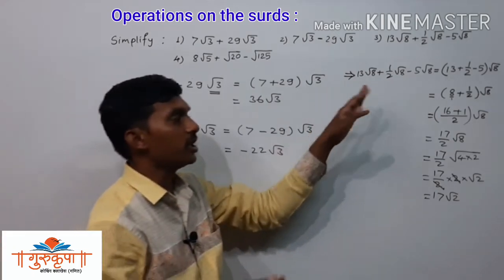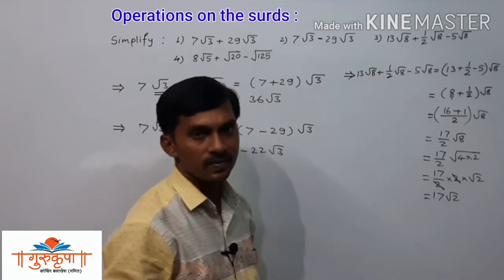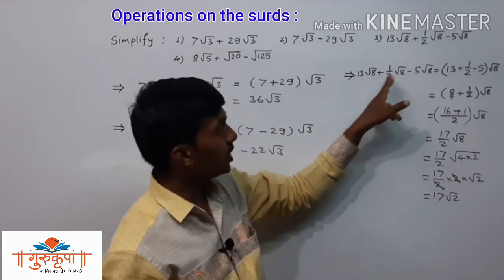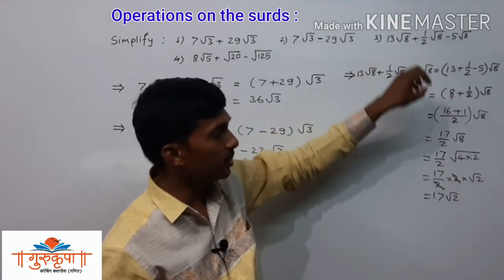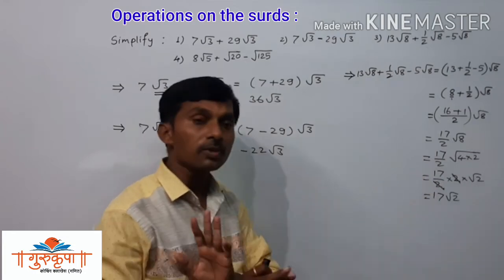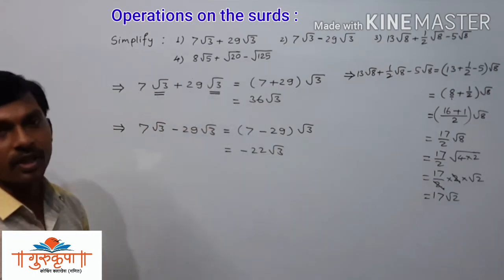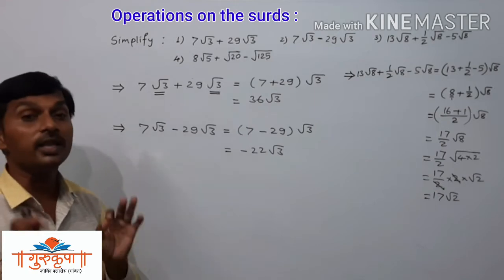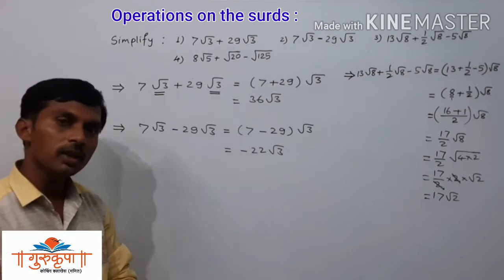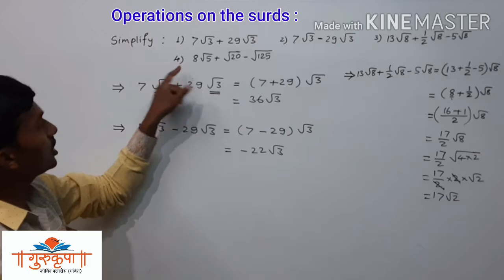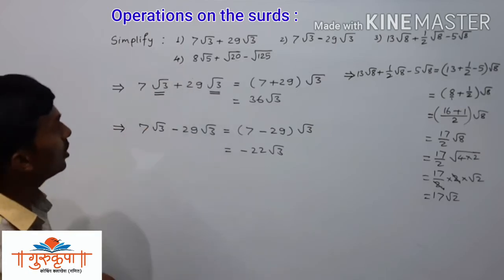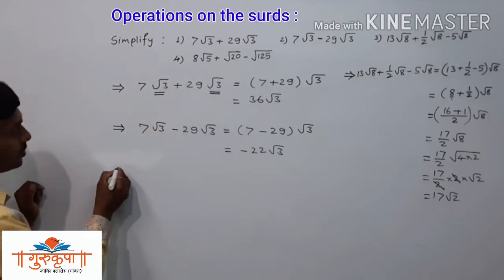Here we have addition and subtraction both together. Addition is also there and subtraction is also there, and we take it together. So the same rule is there for addition and subtraction. We can add or subtract only the like cells or the similar cells. We have one more example, that is example number 4. We will write that example here.